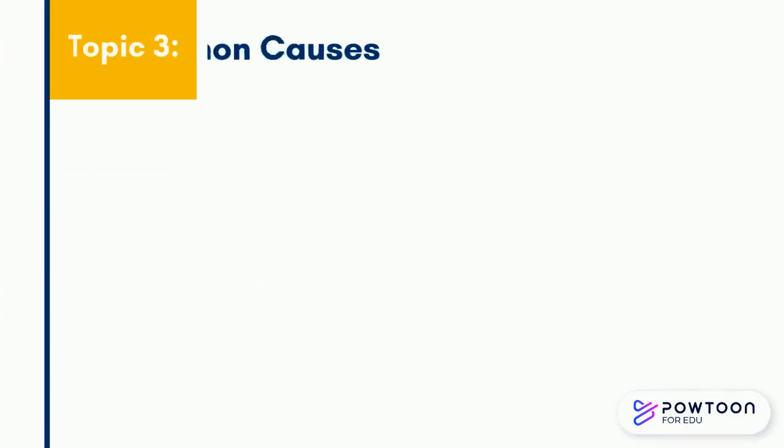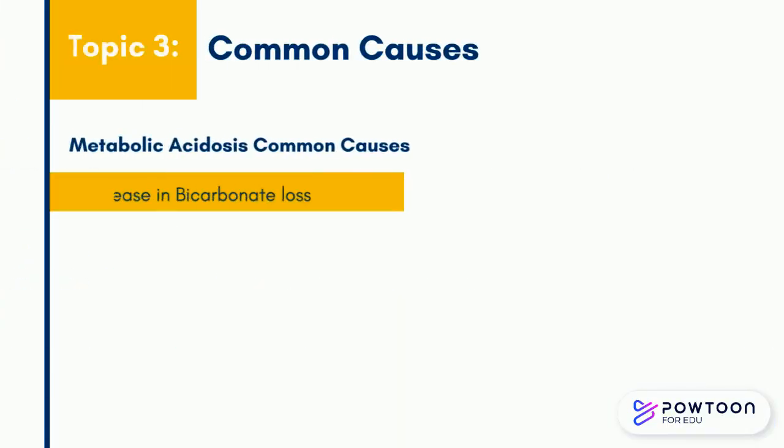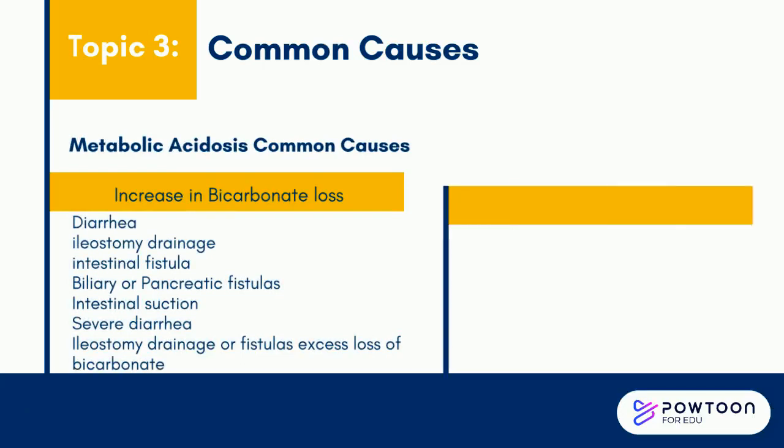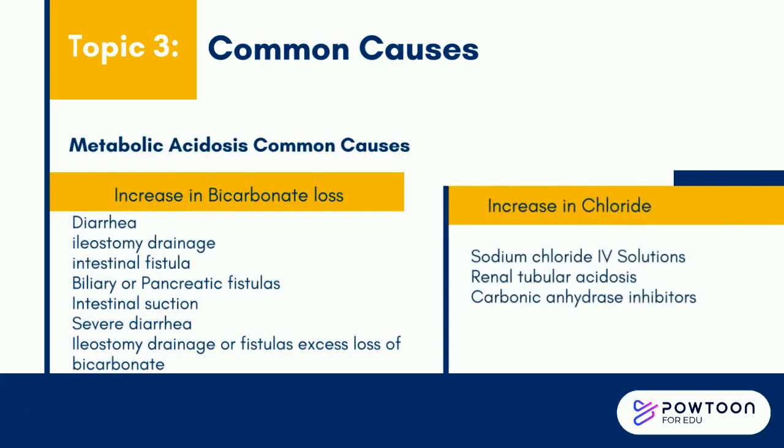Some additional common causes are listed here. If you notice on the graph on the left side, most of these things are in the lower GI system. Diarrhea, ileostomy, fistulas, intestinal suction, severe diarrhea, all those things cause bicarbonate losses. Or we can have an increase in chloride, such as IV solutions with chloride in them.